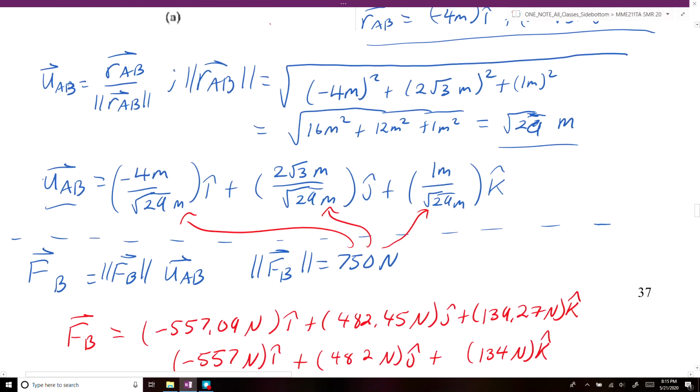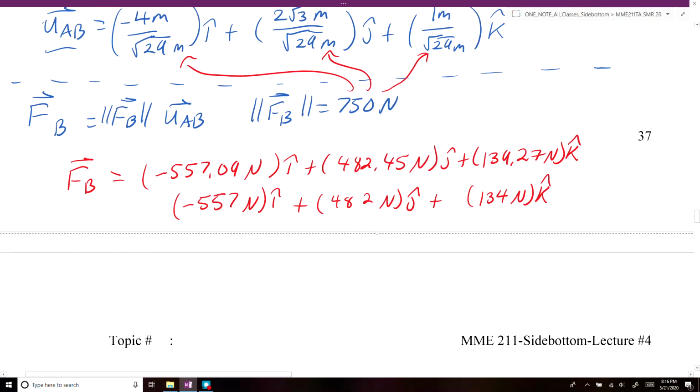And then you can multiply that unit vector by the overall magnitude that you were given, and you can then solve for the x, y, and z components of your force.